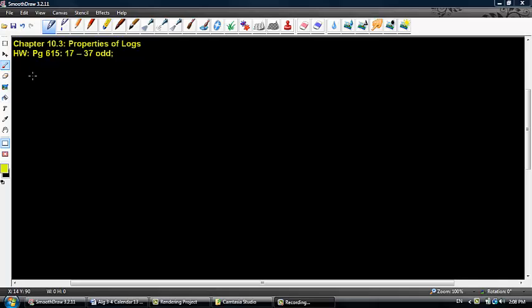Chapter 10.3 deals with the properties of logarithms. The properties of logarithms are actually very similar to the properties of exponents that we've learned before. So I'll just go ahead and give them to you.